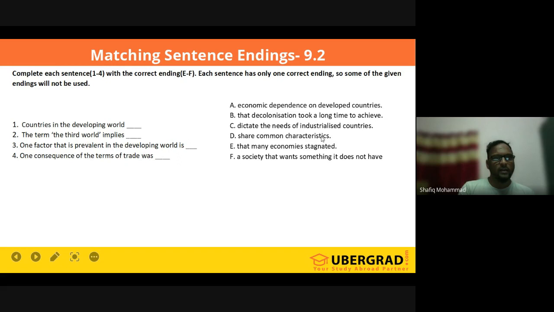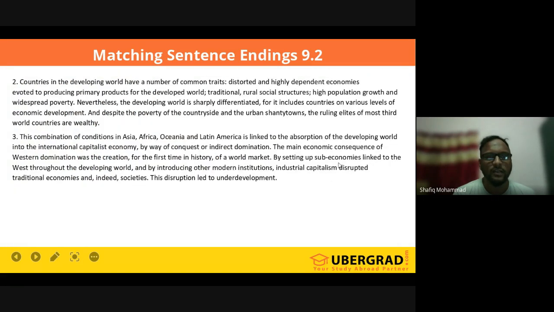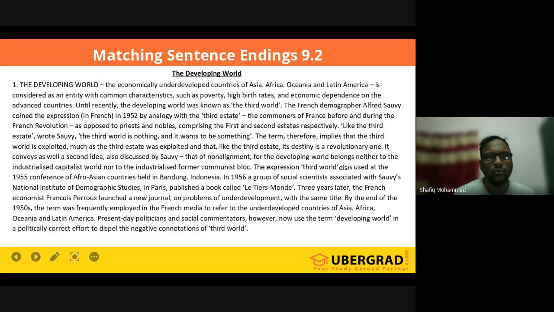Okay, then the third world implies the term. Third world implies... Okay, good. Many of you have given the right answer. A society that wants something it does not have, isn't it? So if you go to this term, third world.